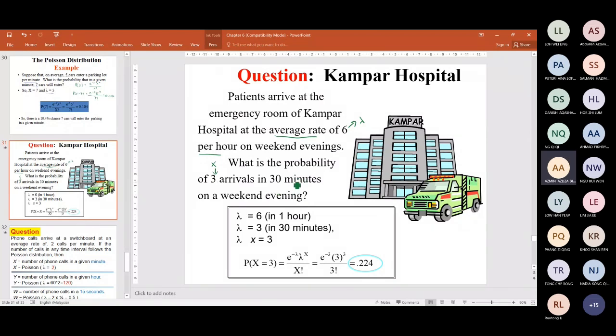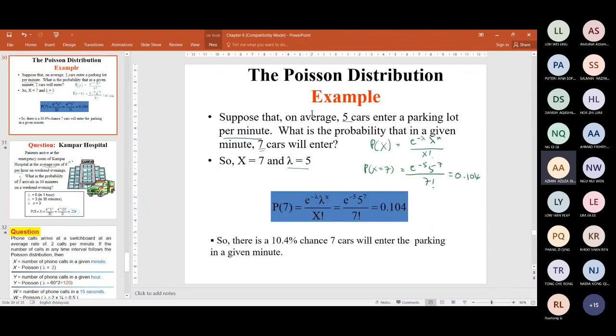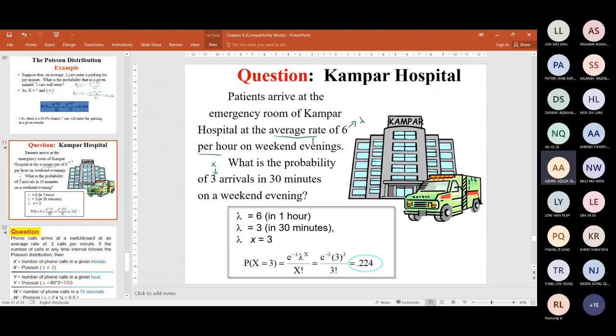Okay, so it's slightly different here. Unlike the previous question, you can see that we have 5 cars per minute. So we know lambda is 5 per minute. The question also asks in a given minute. Right, minute and minute. But this one, you can see that it is 6 per hour. The question asks you in 30 minutes. So you have to change the lambda. Lambda here, the average is 6 per hour. So if you change that to 30 minutes, which is half of that, right? So lambda is 6 per hour, so lambda is actually 3 in 30 minutes.